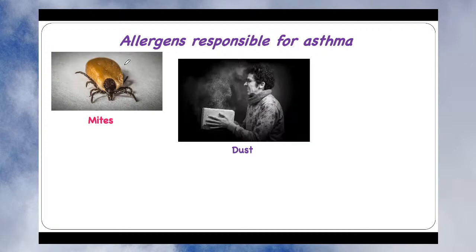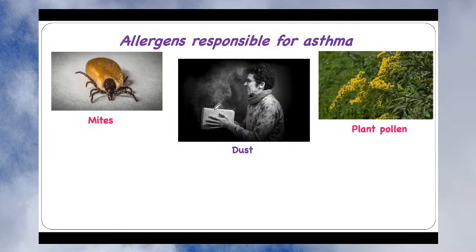The second could be dust. Especially if you have opened an old book which is kept at one place for a long time, what will happen when you open it? When you open and close it, there will be dusting, and when you inhale this dust, you may suffer from allergy. Not all patients, but those who are allergic to dust show the symptoms of allergy. So dust could be the second allergen.